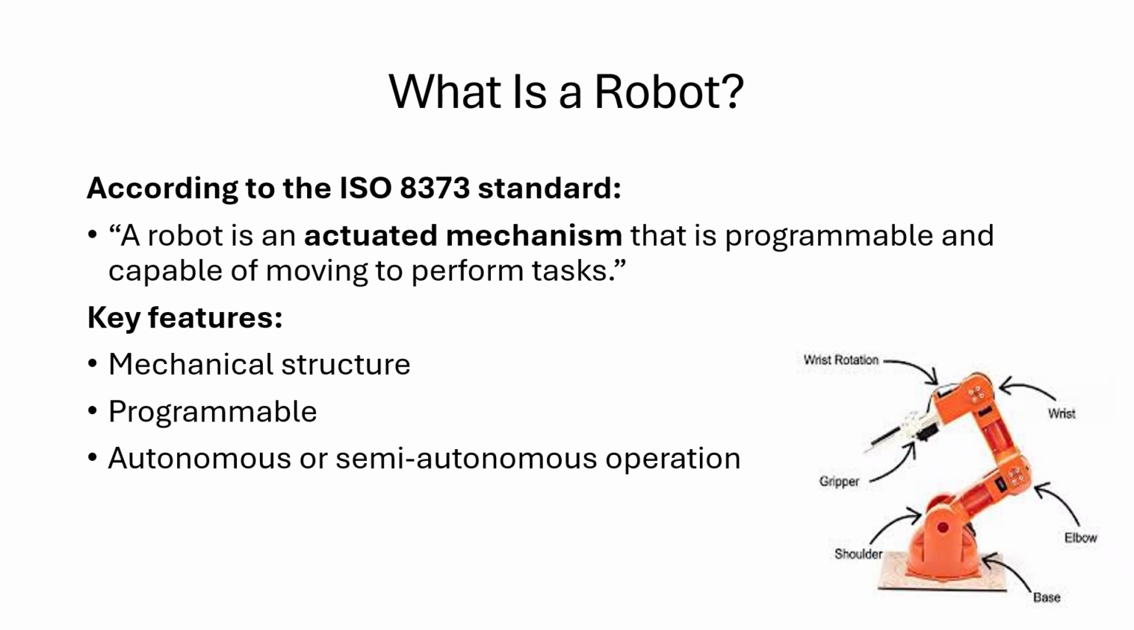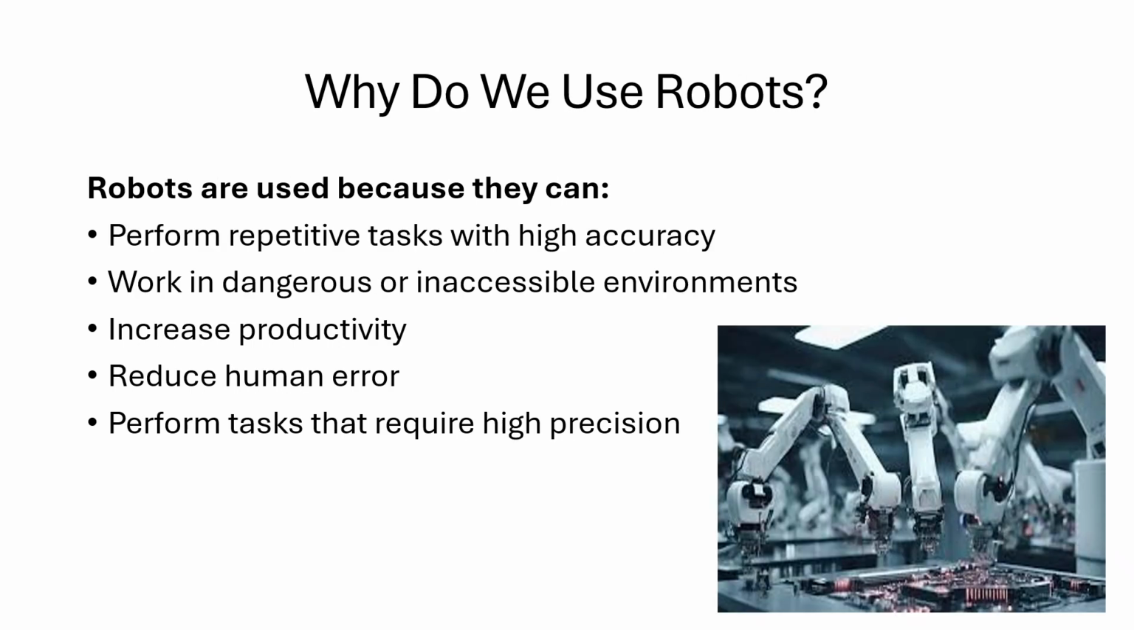So why do we even need a robot? Robots can perform repetitive and dangerous tasks that humans shouldn't or don't want to do. They work with high accuracy, they don't get tired, and they help increase productivity. From manufacturing to surgery to space exploration, robots help us do things that are too difficult, too risky, or too precise for humans. That is why robots are very important. That is why we need robots.